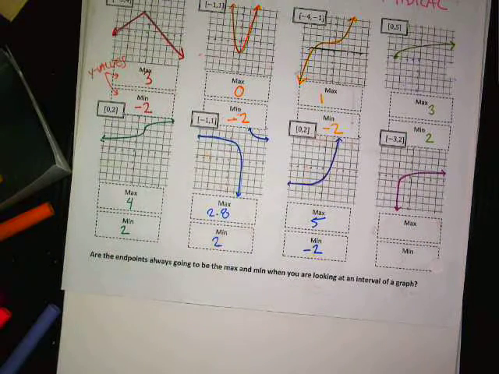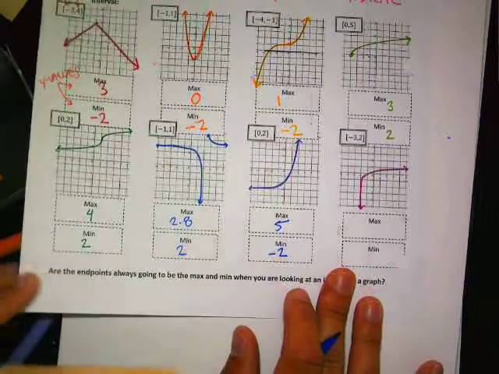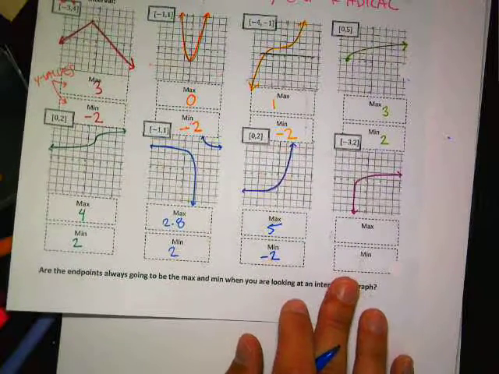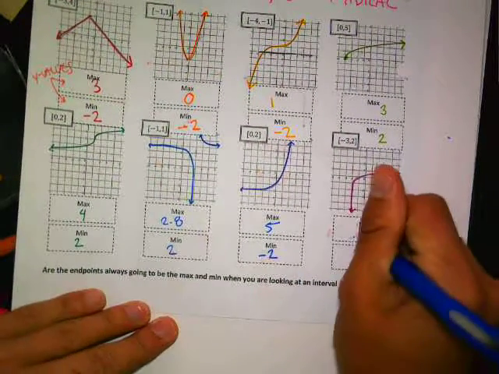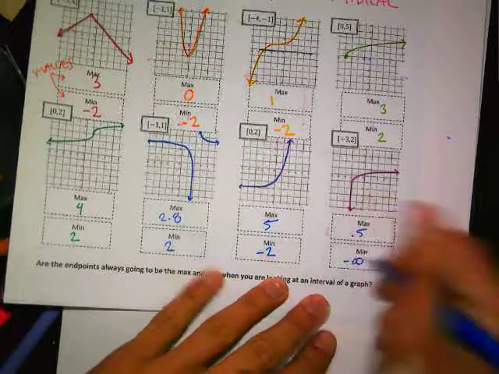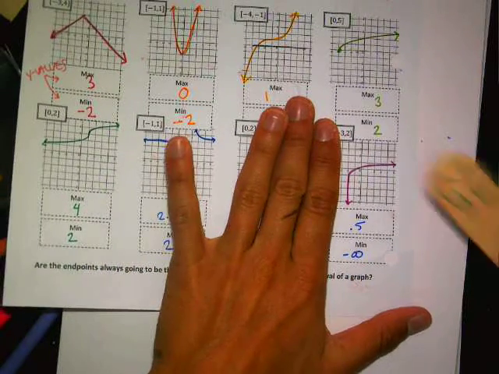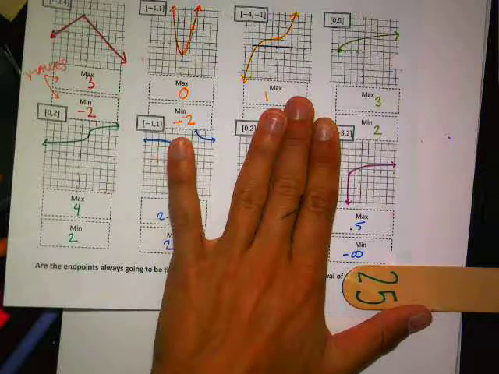And then the last one, 25. Haley, what is the max? 0.5. Do y'all agree? Yes. And what's the min? Negative infinity. On the last one, it is negative infinity because your interval is here at -3. This one does have an asymptote and it's going down forever.